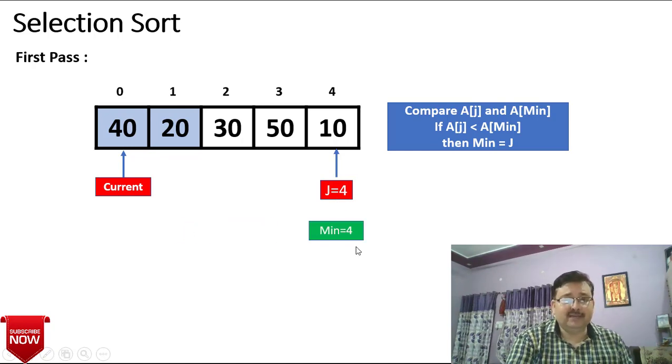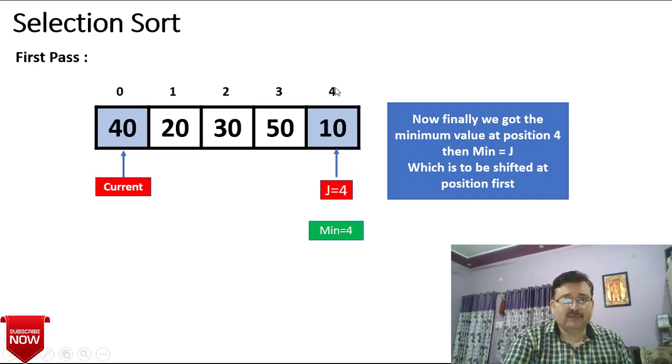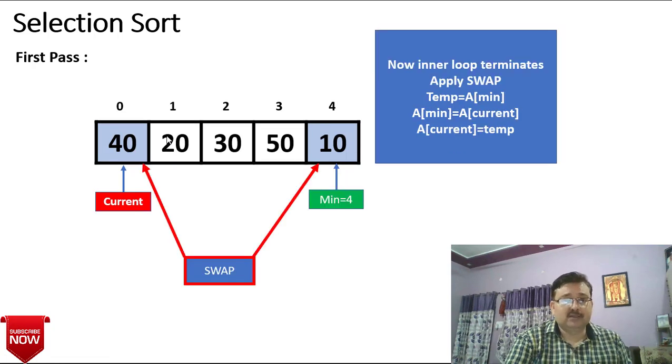Clear? Now again we see, finally, we find the smallest element in the first iteration, or you can say first pass. Finally we got the minimum value at position 4, so minimum is equal to j, which is to be shifted to the first position. To shift this element to the first position, or we can say the 0th position, we have to swap. Now the swapping is required.